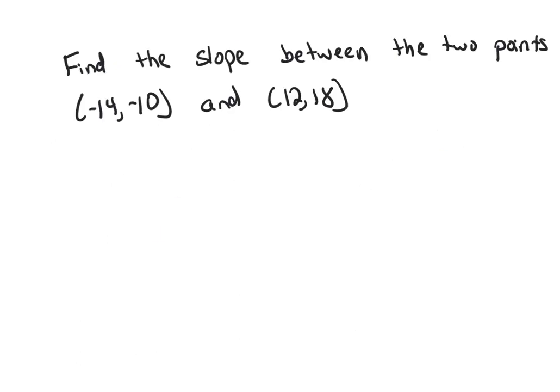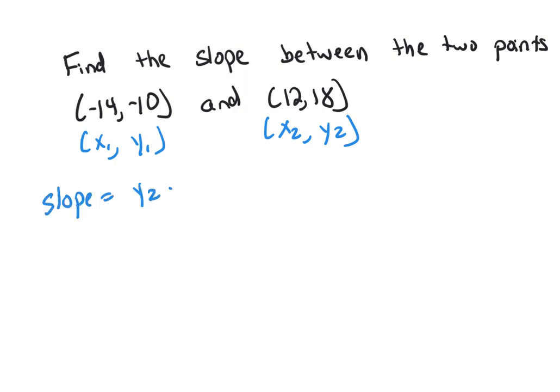Sometimes you have to find the slope between 2 points and you don't have the graph for them. It just gives you the 2 points. When I do these, I always label them. So let's make the first one x1, y1. Make the second one x2, y2. And you just put it in your slope formula: y2 minus y1 over x2 minus x1.